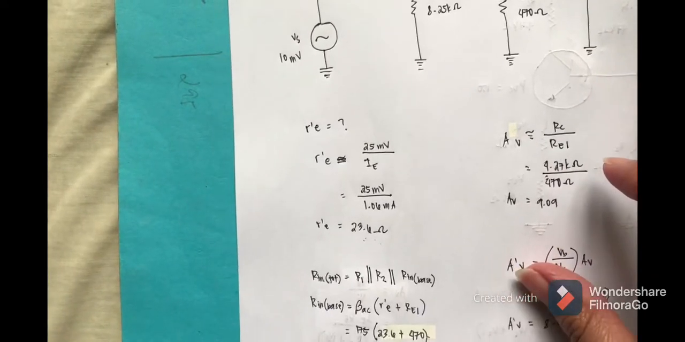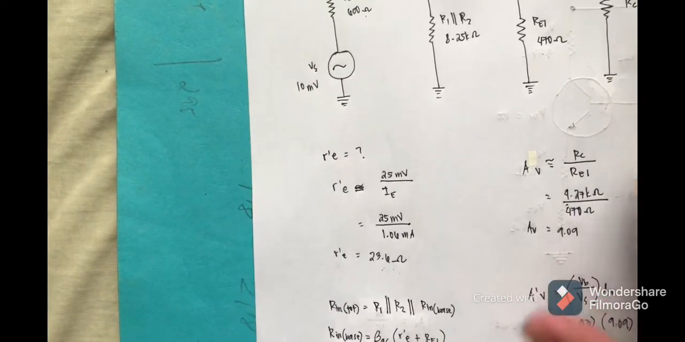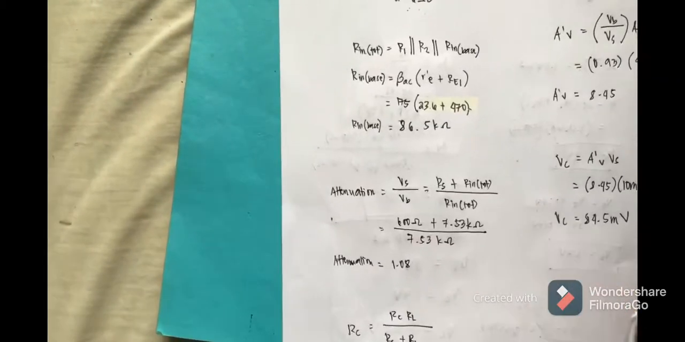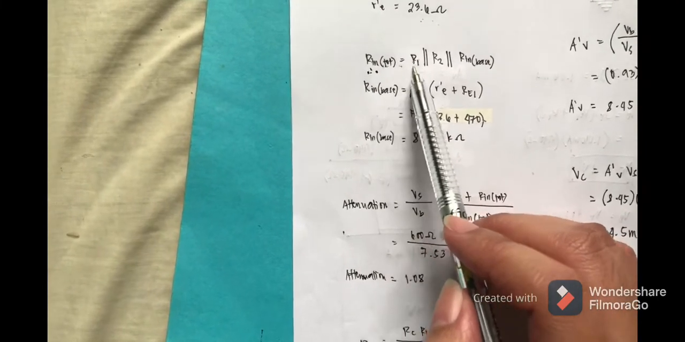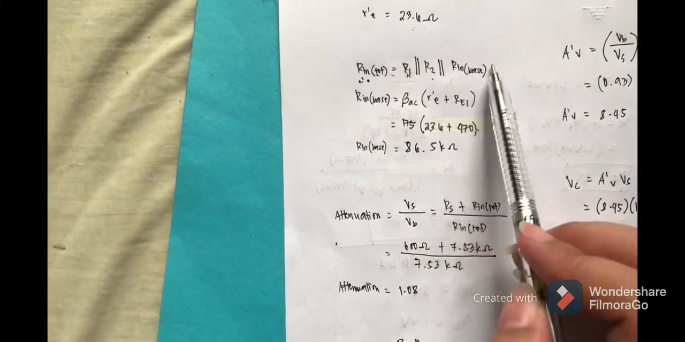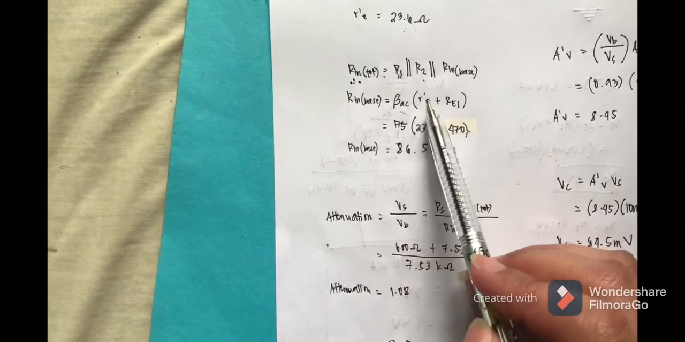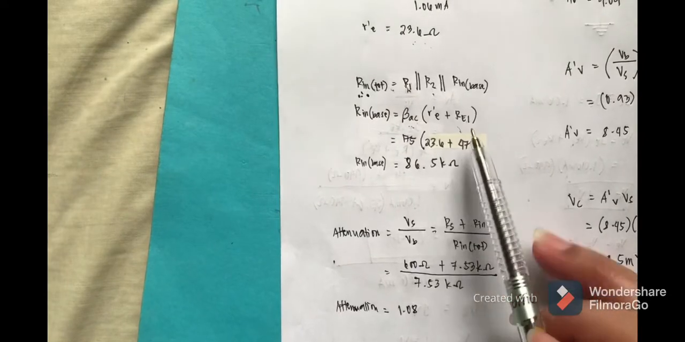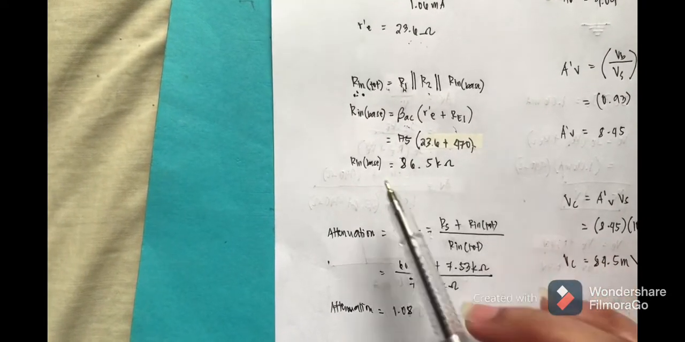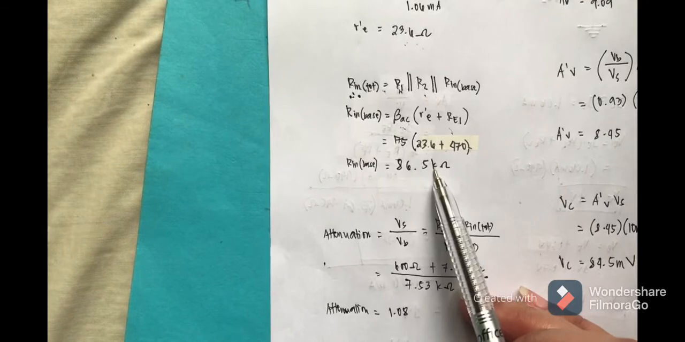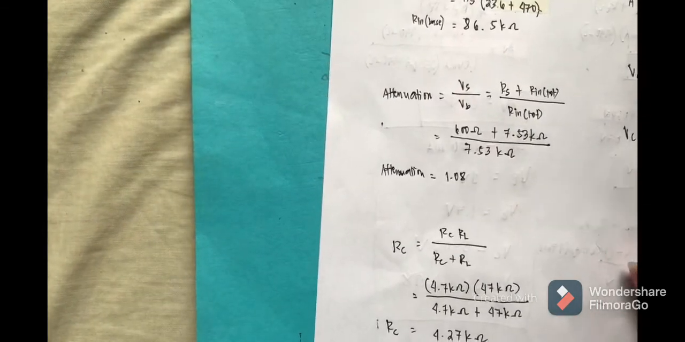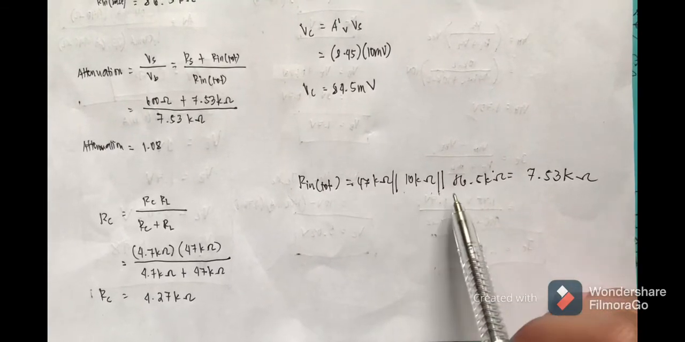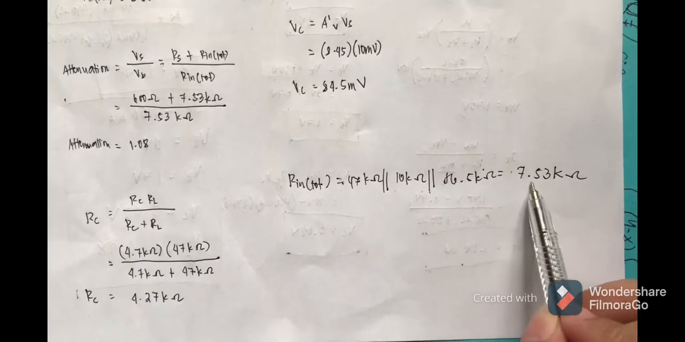So next is to determine the attenuation in the base circuit. Looking from the 600 ohms source, the total RIN is equal to R1 parallel with R2 parallel with R in base. So R in base is equal to beta AC multiplied by r'e plus RE sub 1. So beta AC is 175, our r'e is 23.6, and our RE sub 1 is 470. So the answer for R in base is 86.5 k ohms. Therefore, RIN is equal to 47 k ohms parallel with 10 k ohms parallel with 86.5 k ohms. The answer will be 7.53 k ohms.